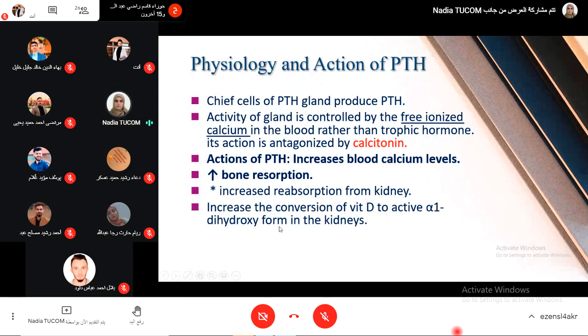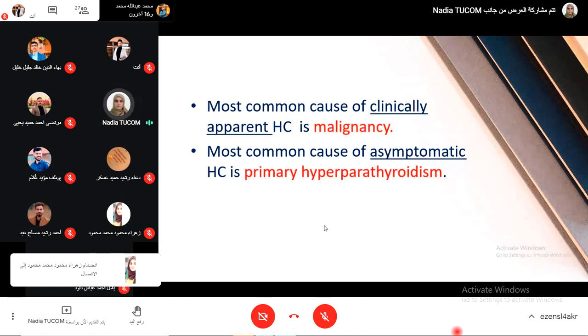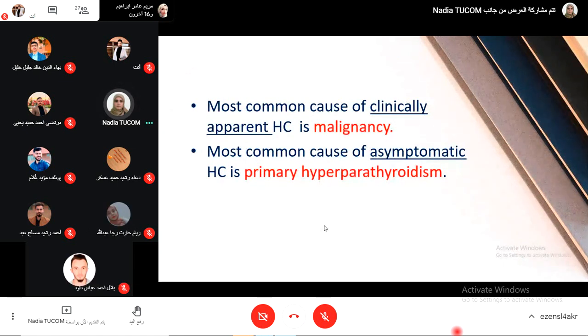alpha-1 dihydroxycholecalciferol form in the kidneys. So it increases bone resorption, increases the reabsorption of calcium from the kidney, and activates the conversion of vitamin D to its active form. These are the normal physiological actions of parathyroid hormone.